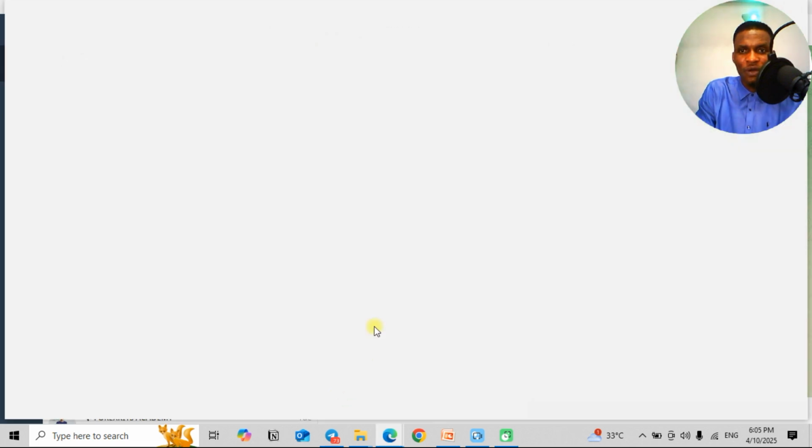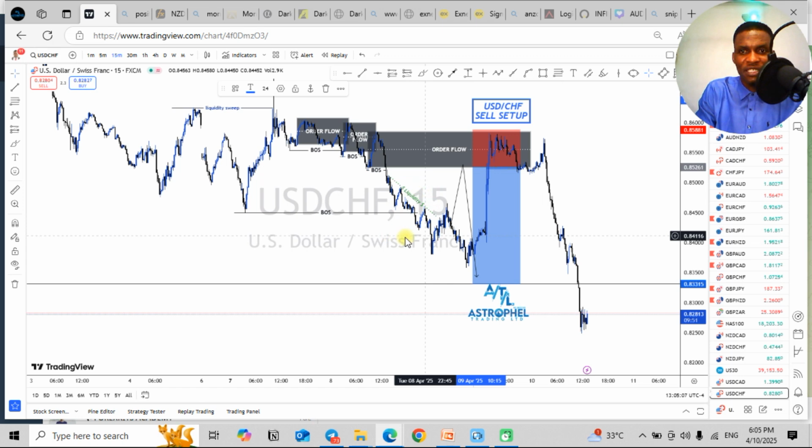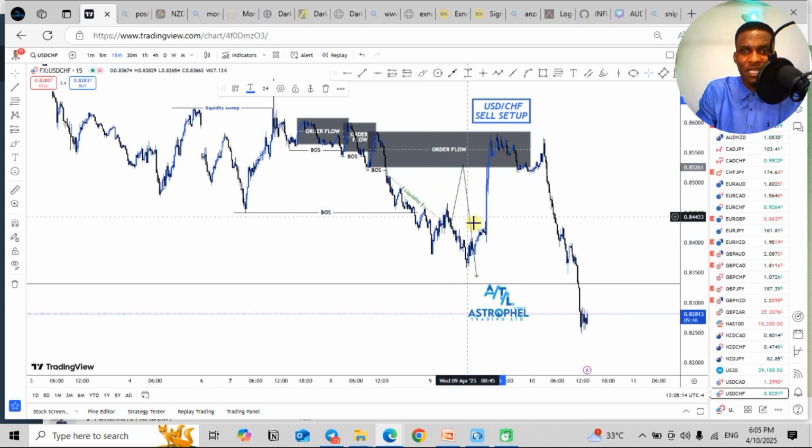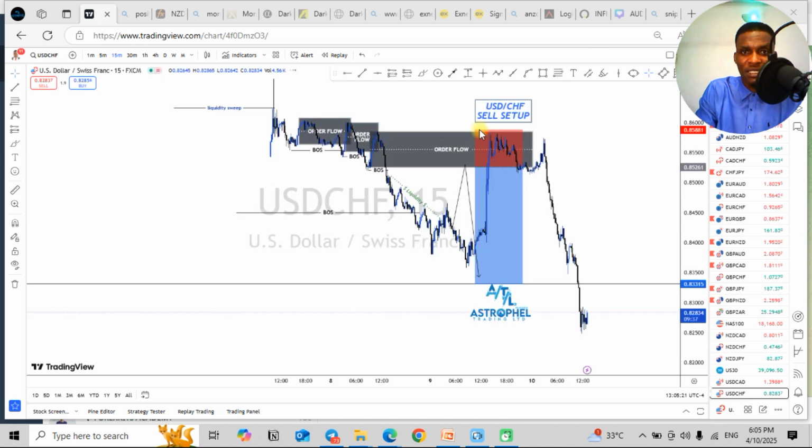So I'll start with the second one, which is going to be our USDCHF. We can see how massively this has played out. Of course, we're expecting price to come back to that order flow before it starts dropping. And without much hesitation, we see what happened. That price came into that order flow, right? And immediately there was a massive move to the downside.